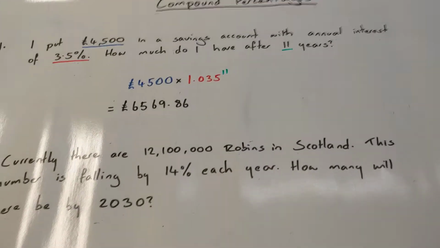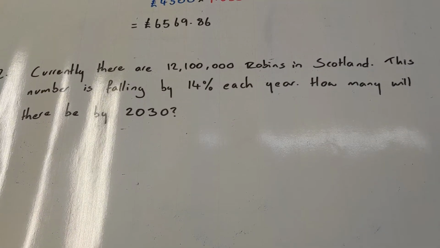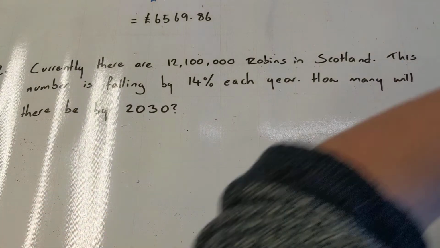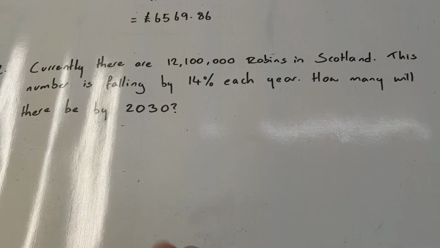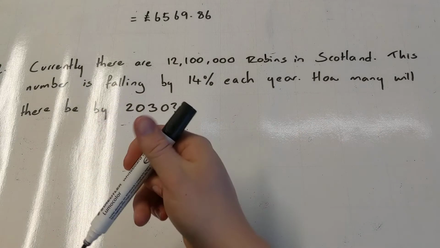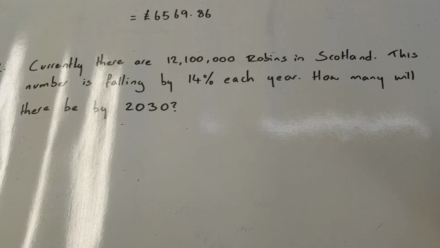Now let's look at the next question, which isn't money and isn't increasing. So, just before anyone gets really worried about the state of robins in Scotland, I've completely made up these numbers. Don't worry, they're not nearly going extinct. So, currently there are 12,100,000 robins in Scotland. This number is falling by 14% each year. How many will there be by 2030?